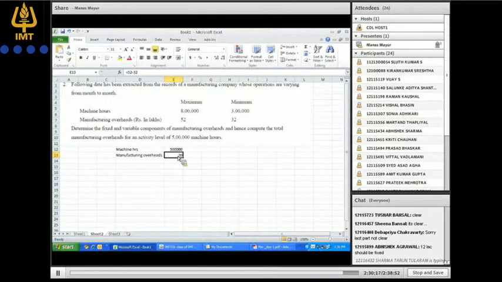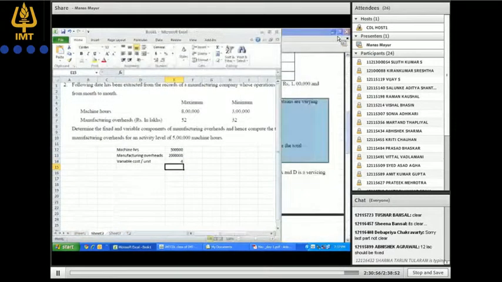So if for 5 lakh it is 20 lakh, how much is it for 1 machine hour? That's what you are required to calculate. So variable cost per unit is equal to this divided by this. So rupees 4 is your variable cost. Rupees 4 is your variable cost.